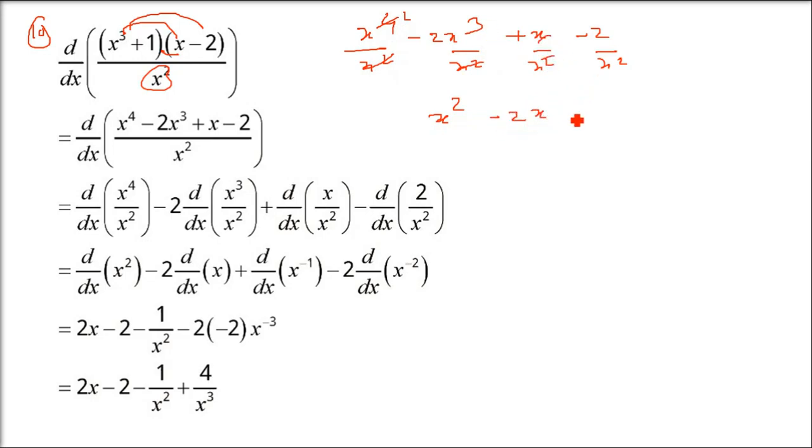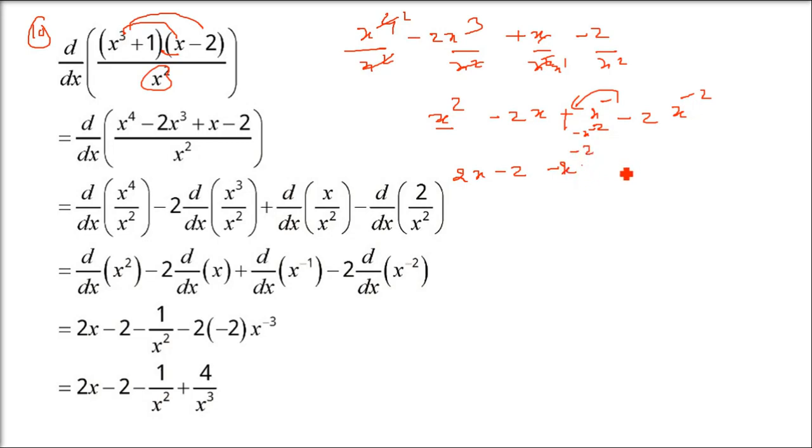So you have x square here, minus 2x, and x by x square is 1 by x, so x raised to minus 1. Then you have minus 2 by x square, so x raised to minus 2. Okay. Now take the d by dx. x square gives 2x. Minus 2x gives only minus 1. Then x raised to the power minus 1 minus 1, so x raised to minus 2 it will be.